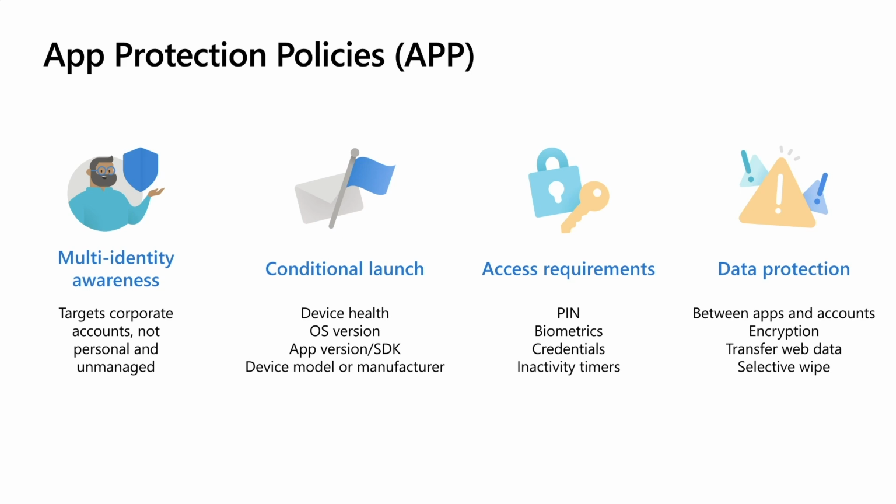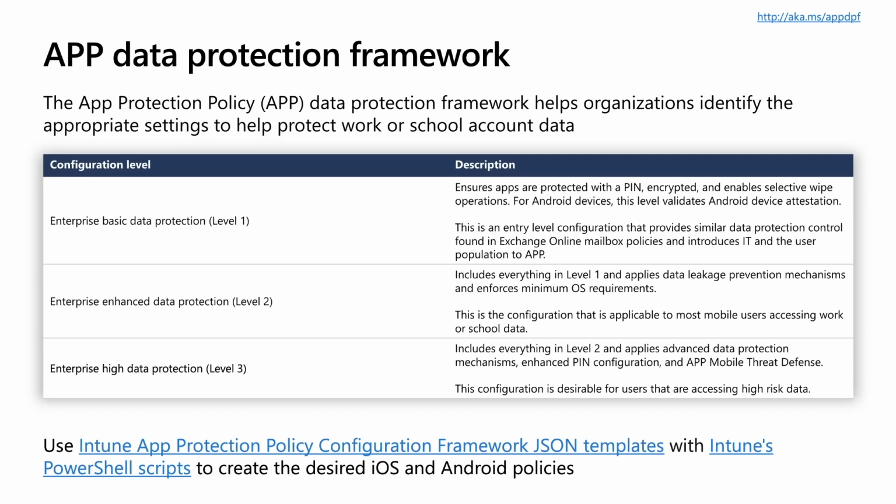And of course, it goes without saying that we have selective wipe capabilities. I mentioned how through inactivity and conditional launch controls, we can initiate a wipe, but the admin also has the capability to initiate a remote wipe, such that the next time the app launches, the wipe is initiated. You may be thinking that there are a lot of settings available within the app protection policy. Well, the good news is that several months ago, we released the App Protection Policy Data Protection Framework, which is designed to help you identify the appropriate settings that you should configure for your work or school account data.